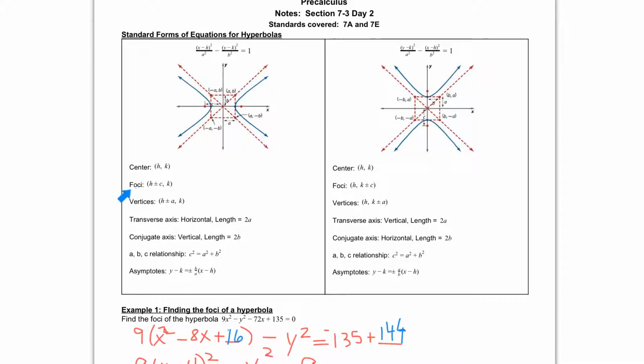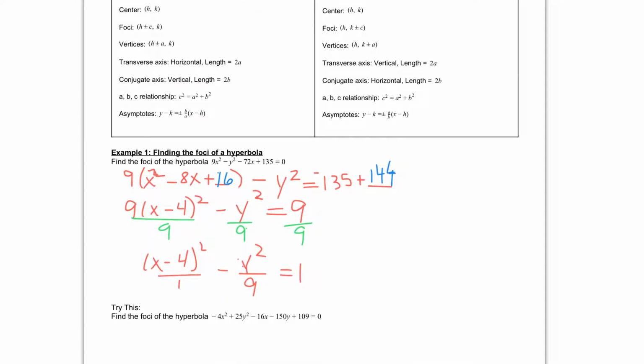And with our foci, our equation is right here. It's h plus or minus c, comma k. So the h and the k are coming from our center, and then the c has a relationship down here that c squared is equal to a squared plus b squared. The a is coming from underneath the x, and the b we're going to find because it's related to what's underneath the y. So if we scroll back up, first thing that I'm going to do is write down those equations again for my foci so we have it. So the foci that we're using is h plus or minus c, comma k.